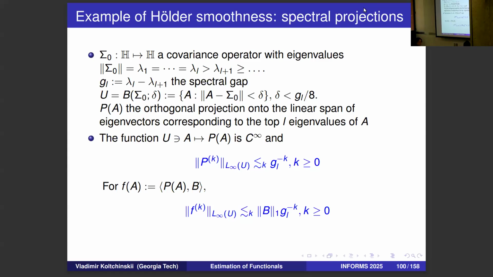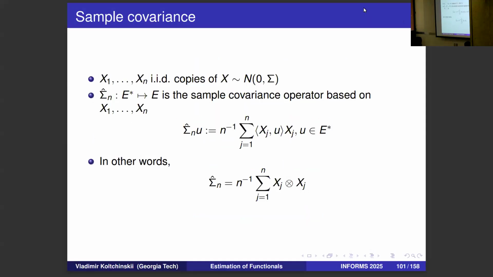Yep. In infinite dimensional spaces, you may not have a spectral gap, right? Sorry? In infinite dimensional spaces, you may not have. Well, yeah, but we are talking about compact operators. With this, the spectrum is discrete, so yeah. I'm talking about covariance operators. They are always compact. Okay.